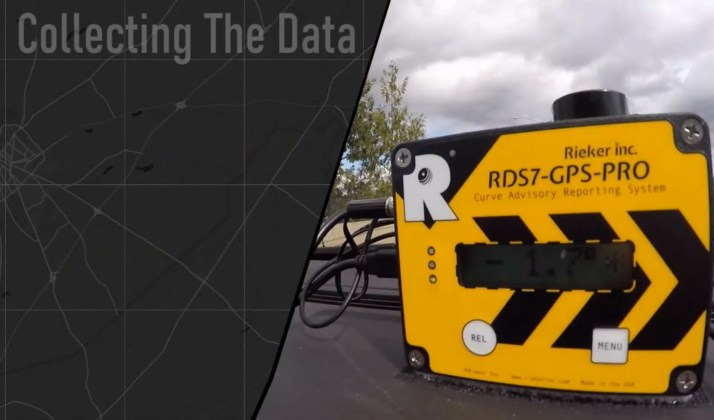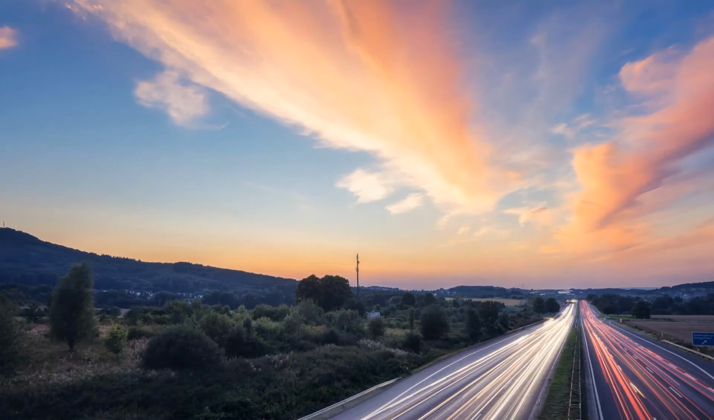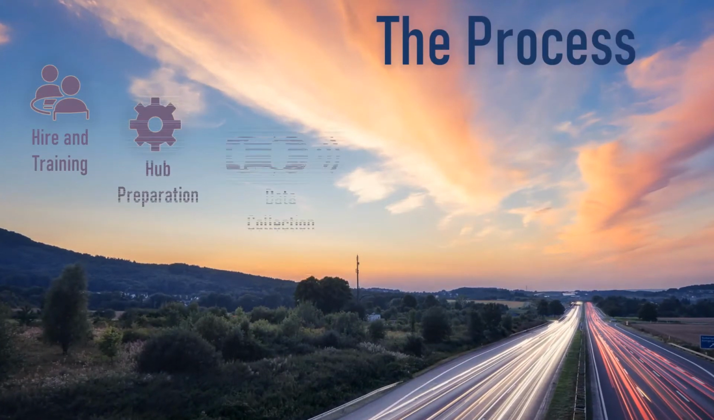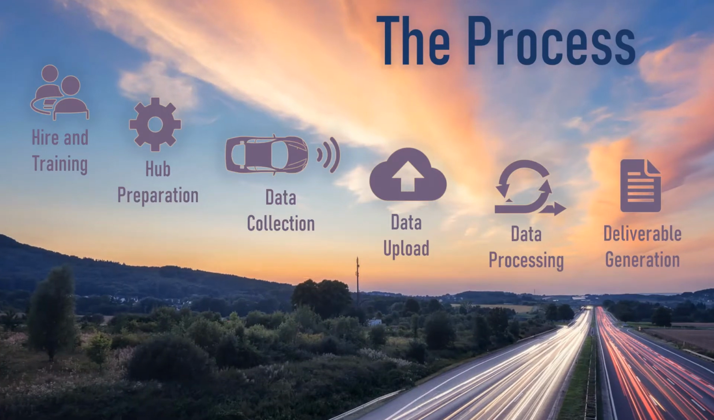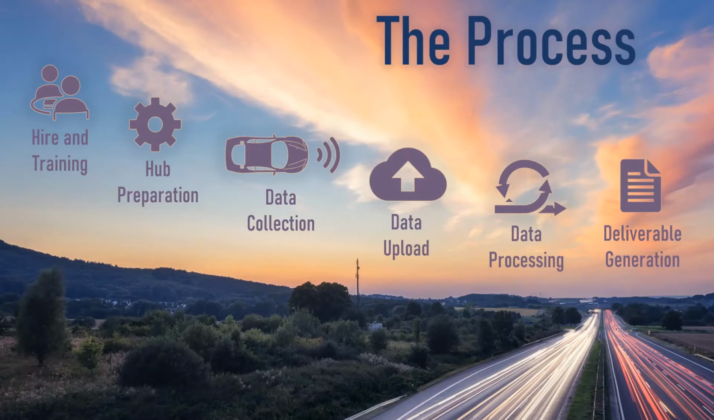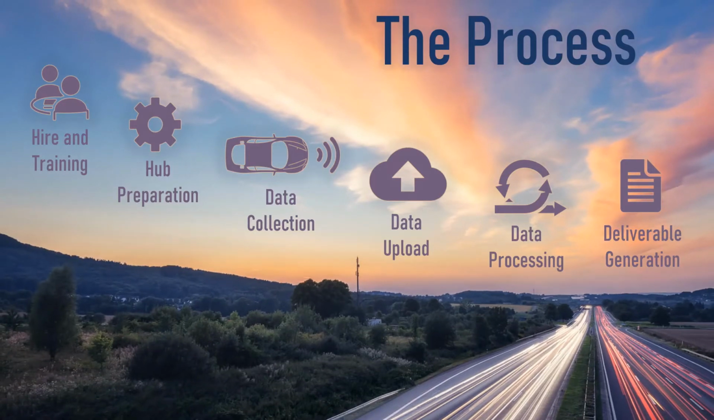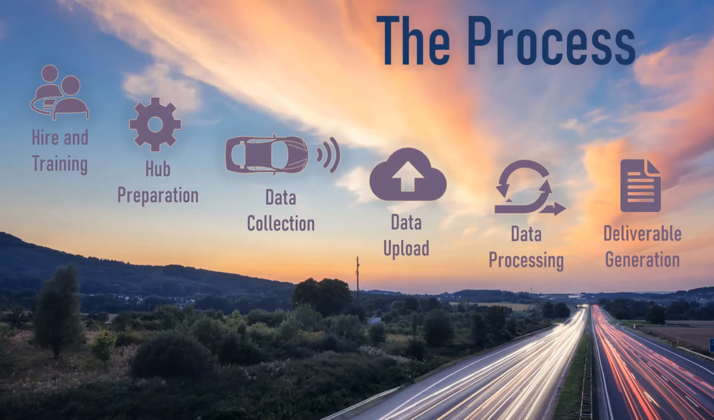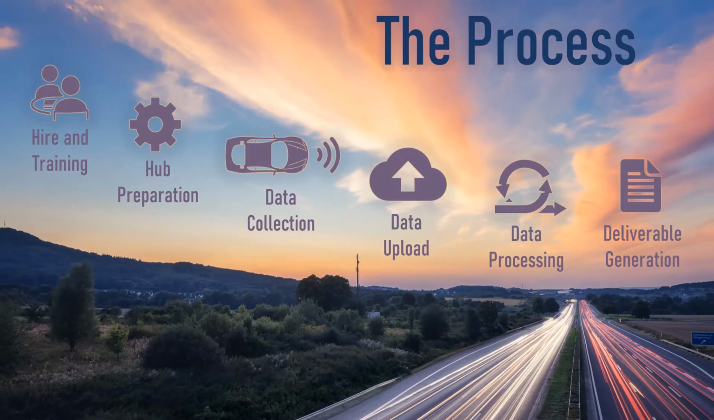Our process is, as I said before, we use the CARS system, which was developed by Rieker Inc. It is a very robust system that we have worked with for not all 85,000, but 84,000 of the centerline miles we've done. Our process is pretty simple. When we go in, we hire and train folks in a state. We try to hire local drivers, which reduces overnight stays and travel expenses. We create a hub and then we prepare that hub. Then data collection: the drivers go out and collect the data per the route planning that we do. Then there's data upload, which is very important to make sure the data is uploaded. Then the data processing of the curves, and then the deliverable generation.